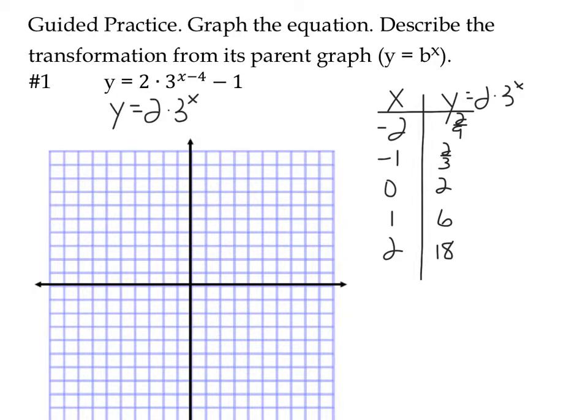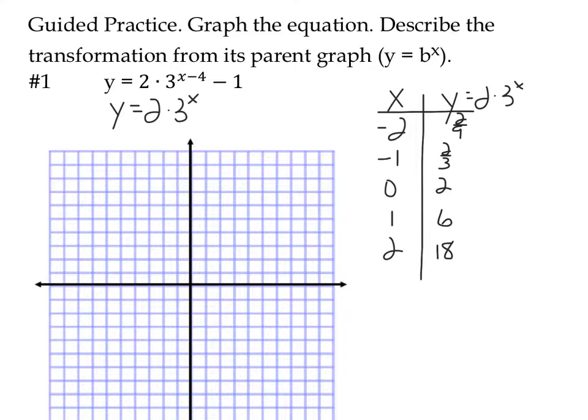Keep in mind, again, right here, this is the y-intercept of that parent graph, y equals 2 times 3 to the x. And then we can see we're multiplying by 3 each time to get that next y value. Now let's look at how we can use this to graph the original equation we were given, y equals 2 times 3 to the x minus 4 minus 1. So if I plot those points I have originally, I'm going to shift them all to the right 4 and down 1.